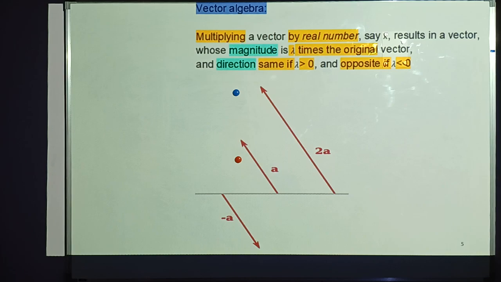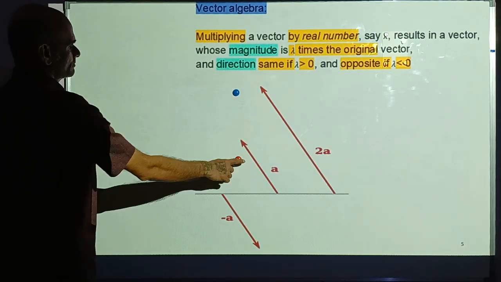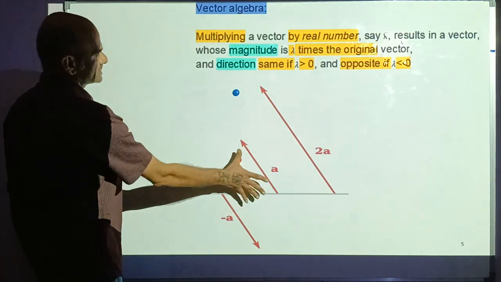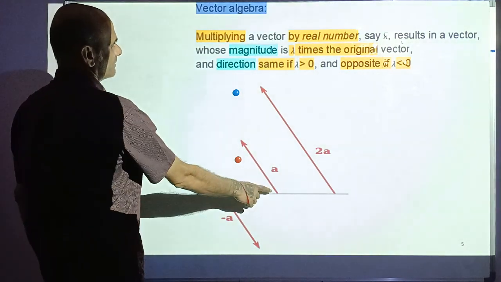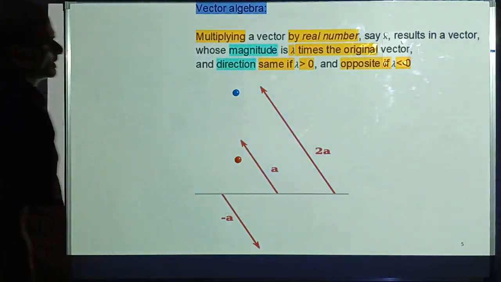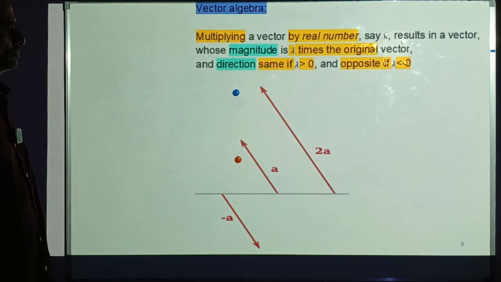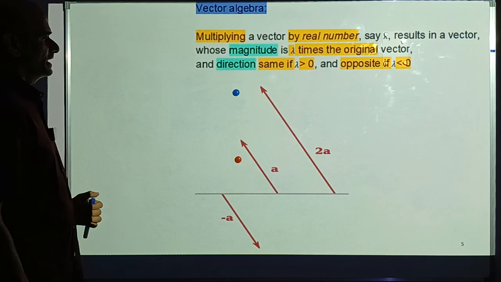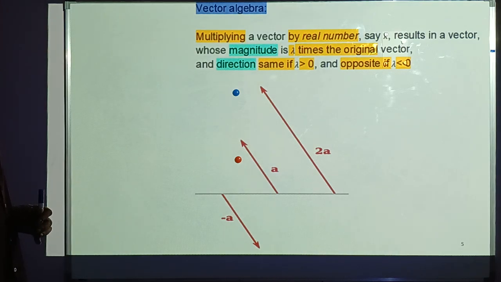So if you take a vector and multiply by a real number, say for example, I take a vector A. The vector is represented by an arrow mark. The direction of the arrow is the direction of the vector, and the length of the vector is proportional to the magnitude of the vector. So if this is a vector A, then 2A will have a length twice of this A vector, and the direction will be same because the direction of 2A and A are same. So if we take another vector minus A, the length of this minus A and plus A will be same because the magnitude of the vector is same, but the direction is opposite to that of A.